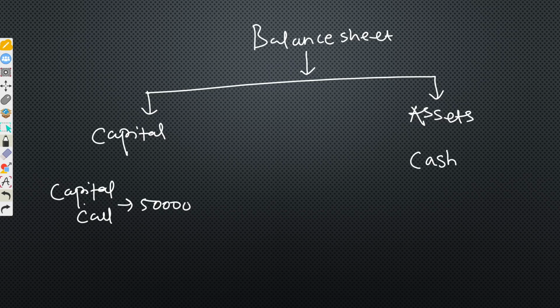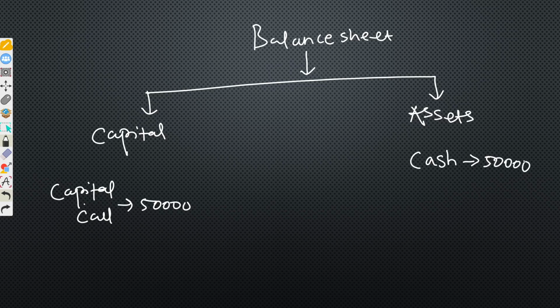So you can record the same under assets as well. Why? Because when you receive a capital call, it means the fund will receive cash. Cash received, and your accounting entry is cash account debit to capital account. So you record capital under the capital book and cash under the assets book, because cash is part of your assets. So here, you have recorded this.